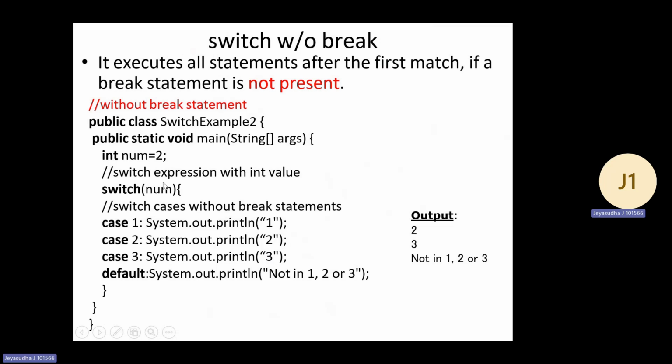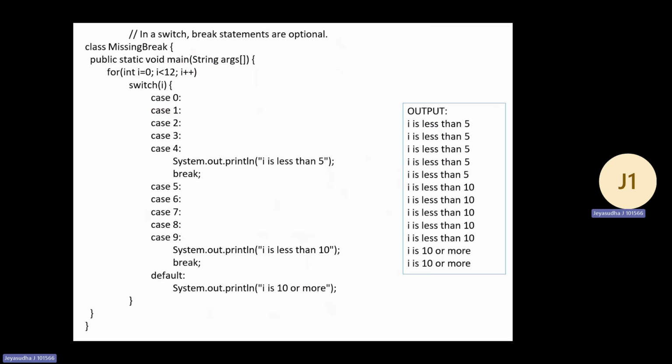So the number it has been given is 2. So it will obviously skip case 1 and go to 2. Since it doesn't have a break here, it goes to 3. Doesn't have a break here, so it moves on to the default. So that is why the output is 2, 3 and not 1, 2 and 3. So here also you can try it out.